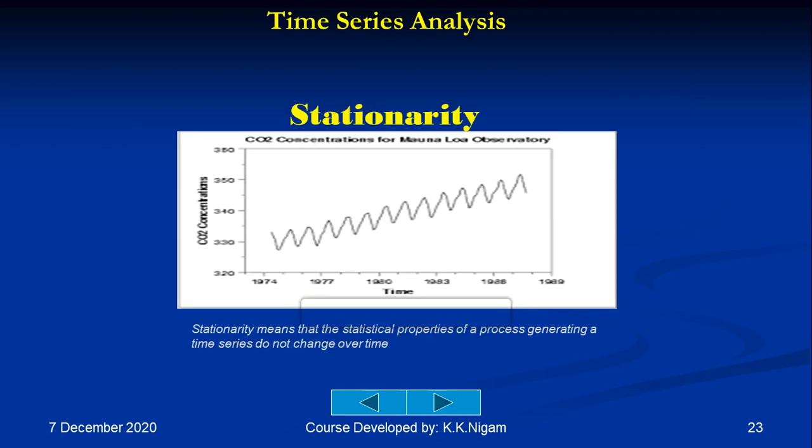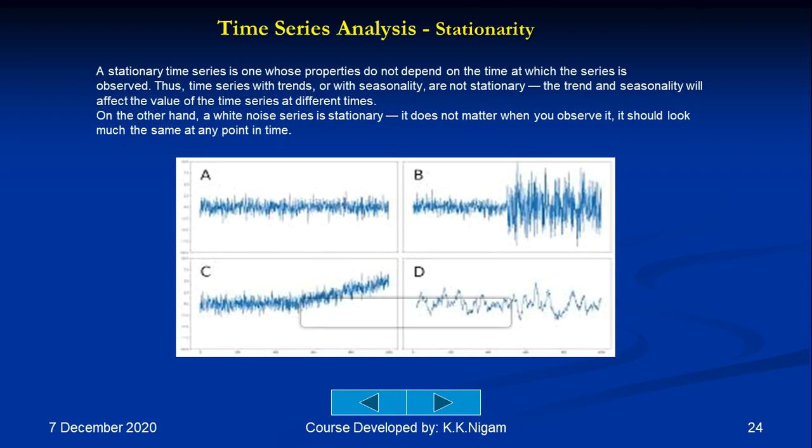Now, stationarity. Stationarity means that the statistical properties of a process generating a time series do not change over time. That means they remain stationary. This is a very important phenomenon that we must understand. A stationary time series is one whose properties do not depend on the time at which the series is observed. Thus, time series with trends or with seasonality are not stationary. The trend and seasonality will affect the value of the time series at different times.